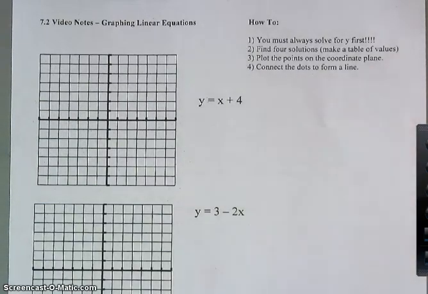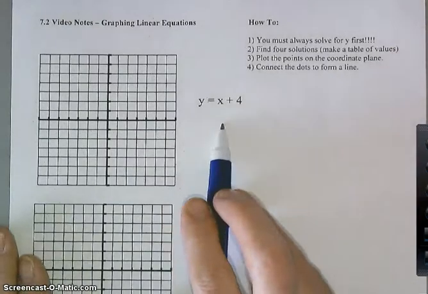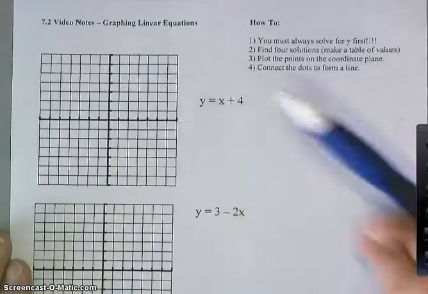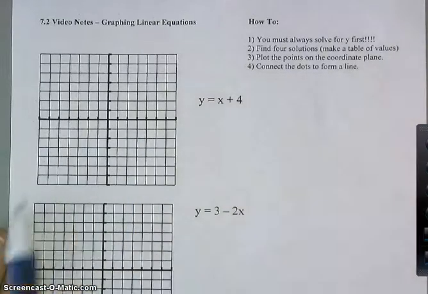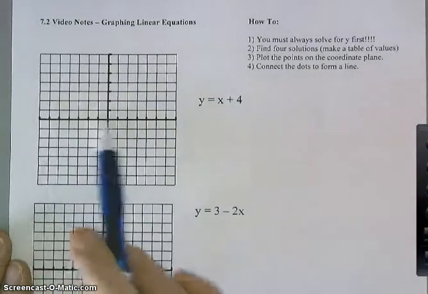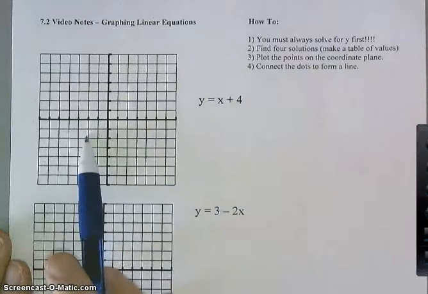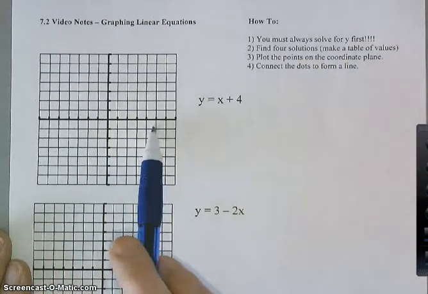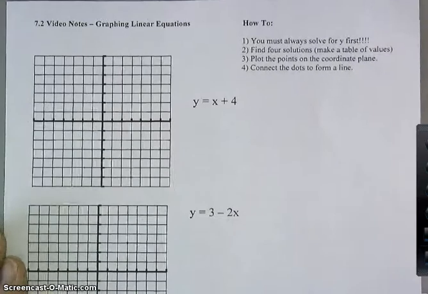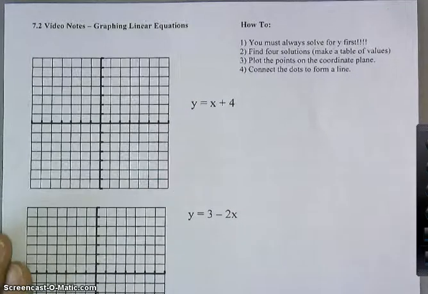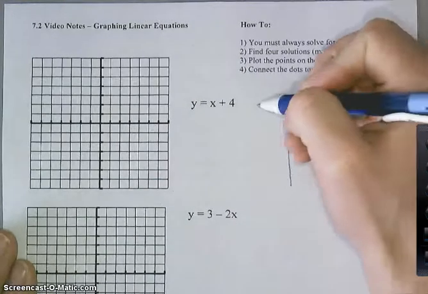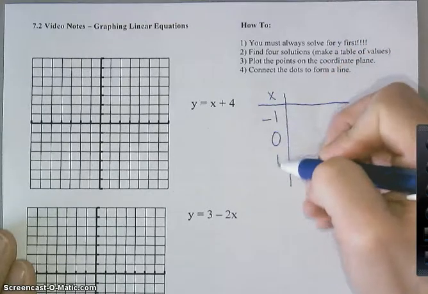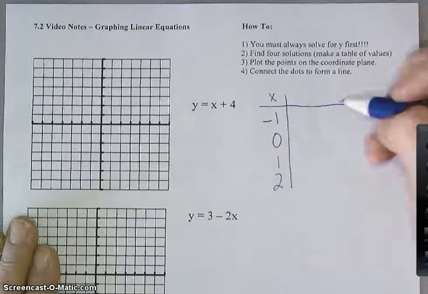So let's look at our first example. We're given this function, it's already solved for y: y equals x plus 4. Now since we're graphing, look at our coordinate plane and let's see what kind of values I want to pick for x. Remember, we can pick anything we want for x, but we don't have a very large coordinate plane, so we want to be kind of picky about the numbers that we pick. So I'm thinking that we just pick some pretty easy values. So let's just pick -1, 0, 1, and 2 for our values.